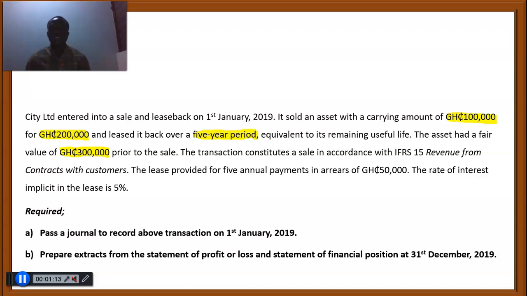The lease provided for 5 annual payments in arrears of 50,000 Ghana cedis. The rate of interest implicit in the lease is 5%. So you are required to pass a journal to record the transaction on 1st January 2019 and also prepare extracts from the statement of profit or loss and statement of financial position at 31st December 2019.